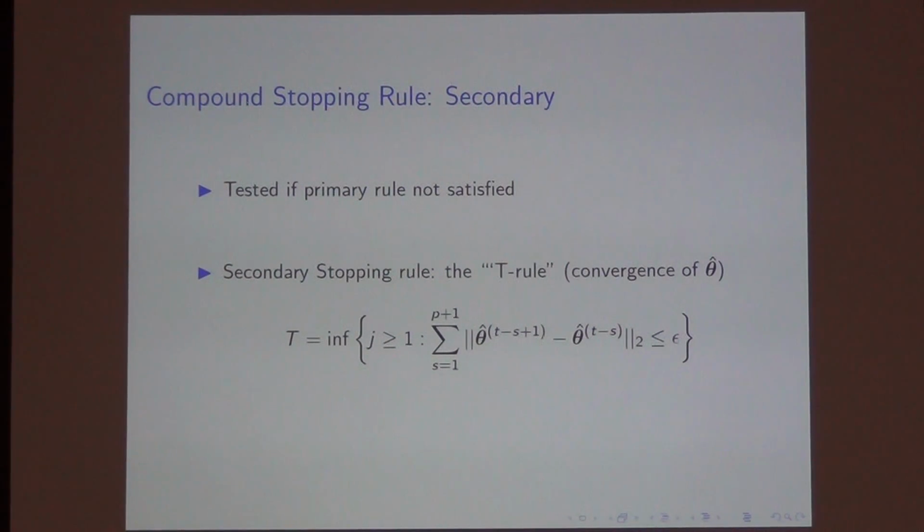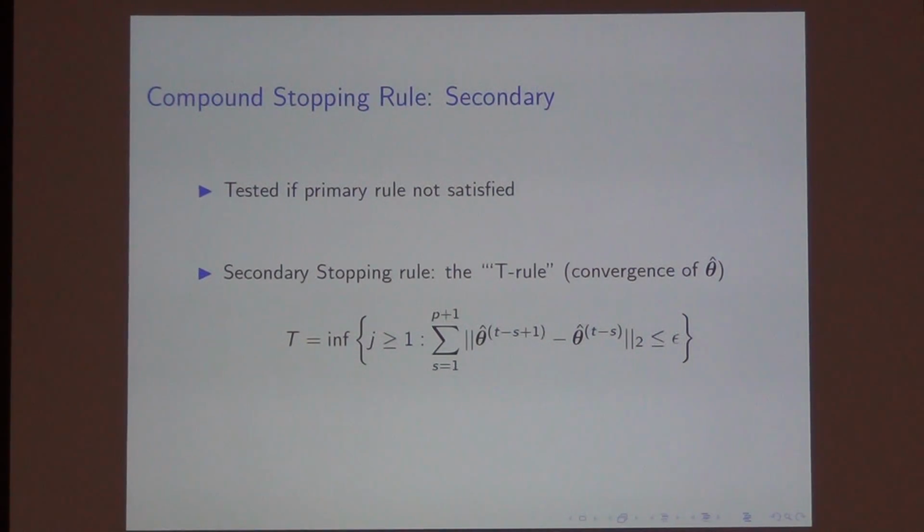If the theta has stopped moving for a few consecutive items, we stop the test. So for the compound rule in general, we first check the primary rule. If it is not satisfied, then we check the secondary rule. In the first 40 items, it is almost impossible to have this T rule satisfied, so we don't have to worry about early termination by the secondary.